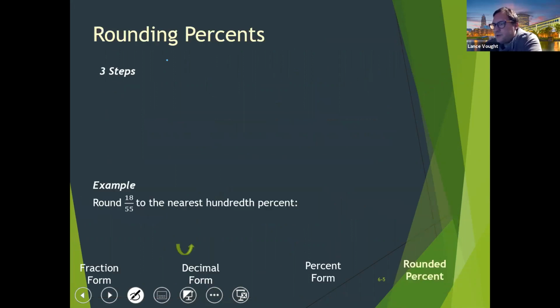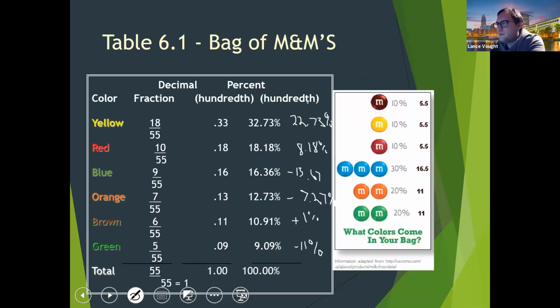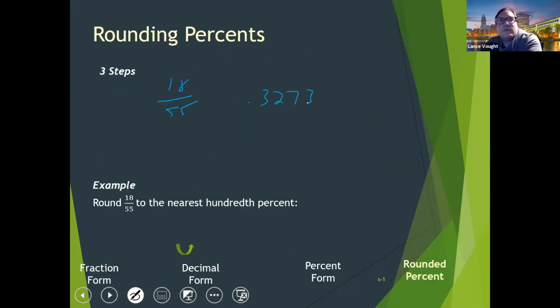Now, what if you're rounding? So we had 18 over 55. I think that was the yellow M&Ms. I think we got 0.3273, if memory serves me correctly. Yes. And so if we want to convert decimals to percent here, then we are going to move over 2 decimal places and we get 32.73%. Now, if I wanted you to round this to hundredths, do we have to do anything? Or are we done? No, we're done. Because if we remember, tens, ones, tenths, hundredths. So we're done.